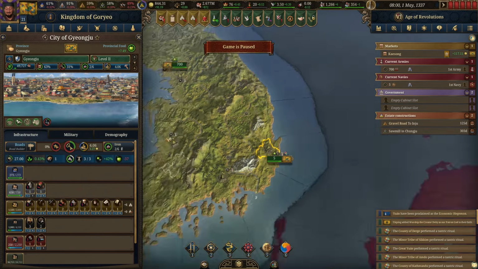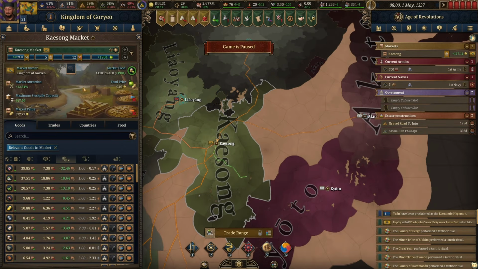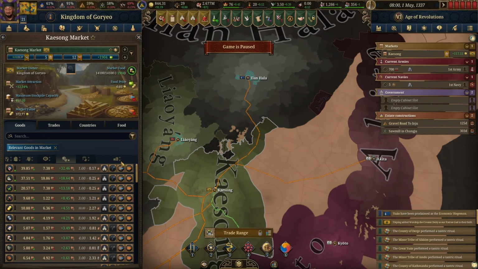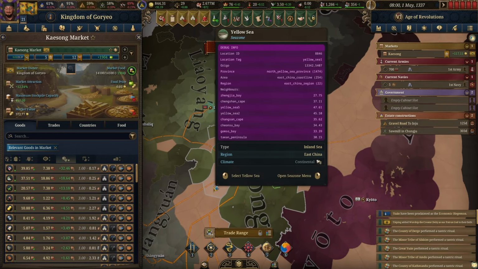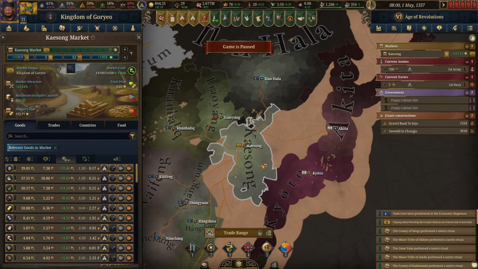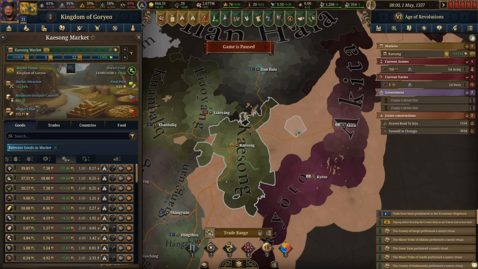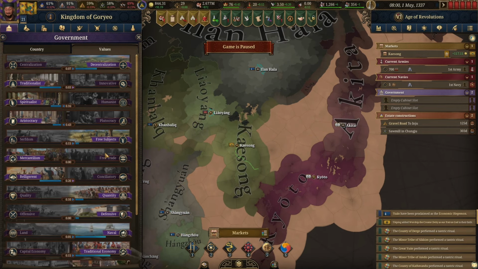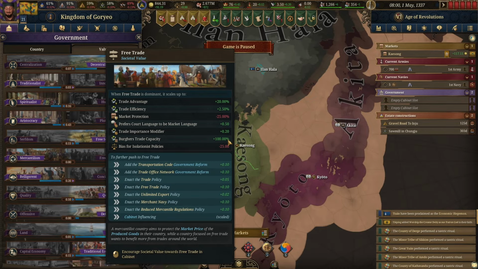But as I said, there are situations where you don't really want the goods in your markets to be traded without your consent to other markets. Maybe you don't want all your cool cannons and guns to be sold to your rivals' markets. Maybe you don't want all your precious resources to be sold to other markets, unless it's you doing it, of course. I'm still not 100% sure, but I do think the burgher trade capacity can end up being a little bit of a bad thing.